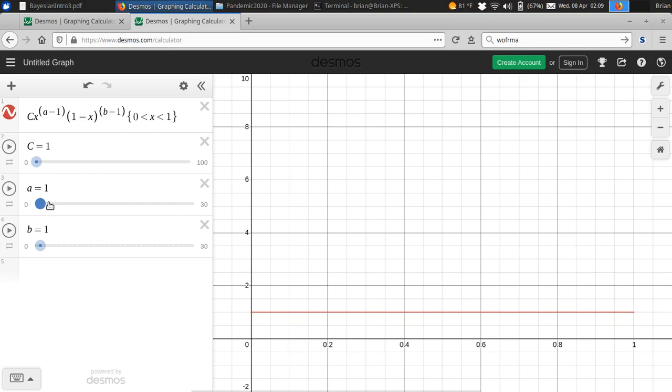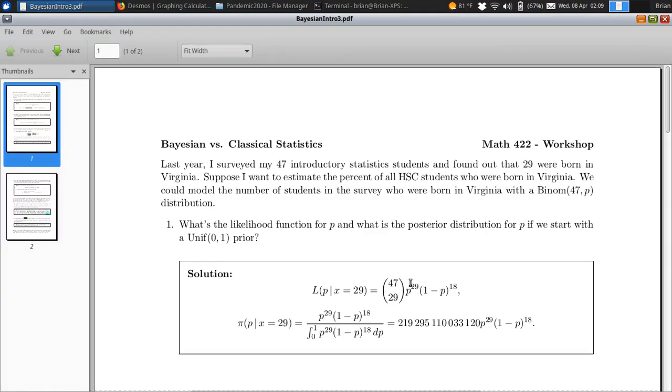So let's bump the alpha all the way up to 30, which is the right alpha for ours, because in a beta distribution, the alpha is whatever this number is plus 1.